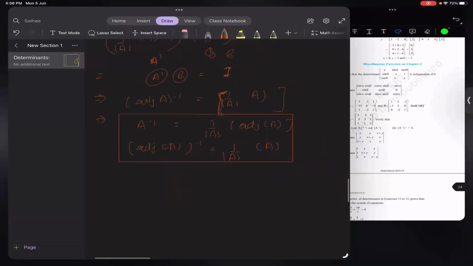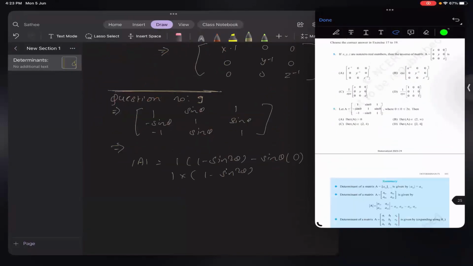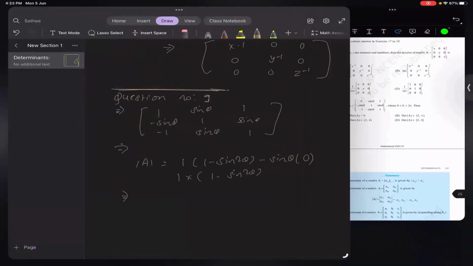Okay, so that was a little concept part that I had introduced in this question, and actually there is a minus sign here, so this should be plus of sine square theta, and this would also be plus. Okay, so this should be 2 plus 2 sine square theta.